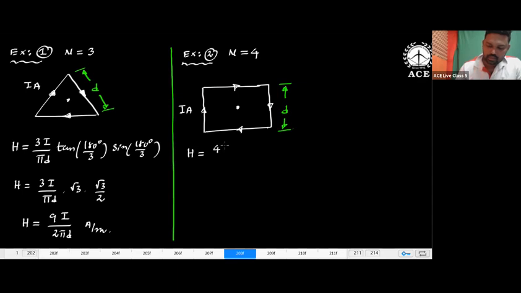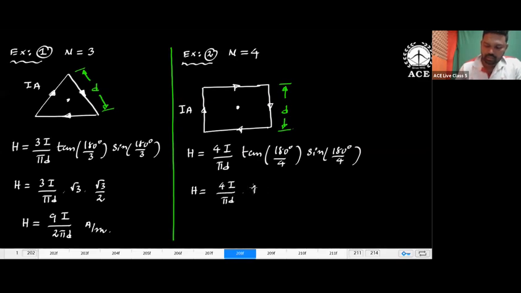H is equal to 4I by pi D tan 180 by 4 into sin 180 by 4. H is equal to 4I by pi D tan 45. This one is 1. This is 1 by root 2. So here H is equal to 2 root 2 I by pi D. Units are ampere per meter.